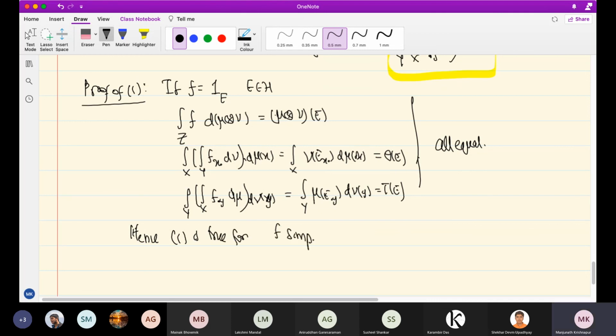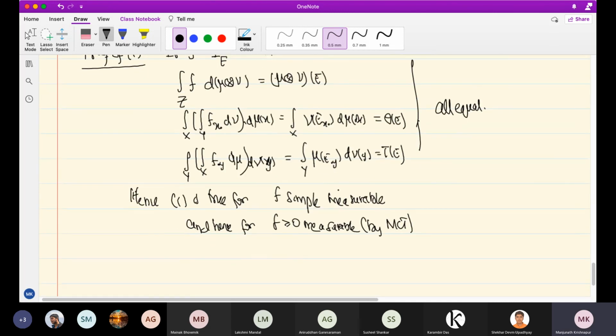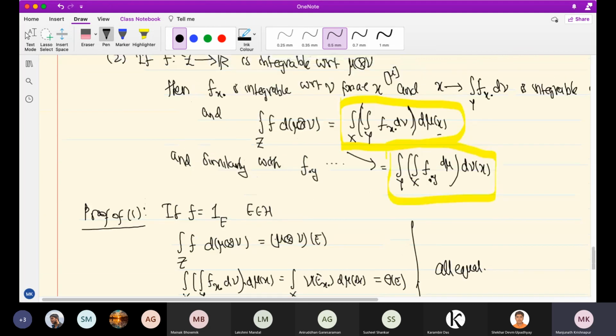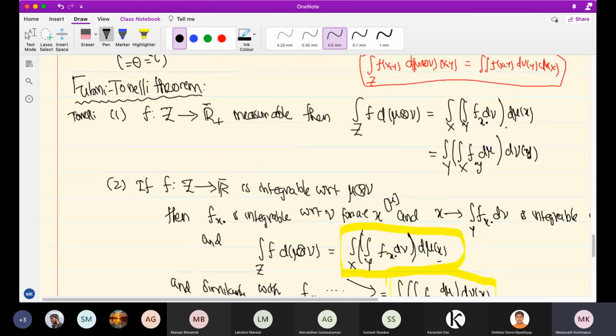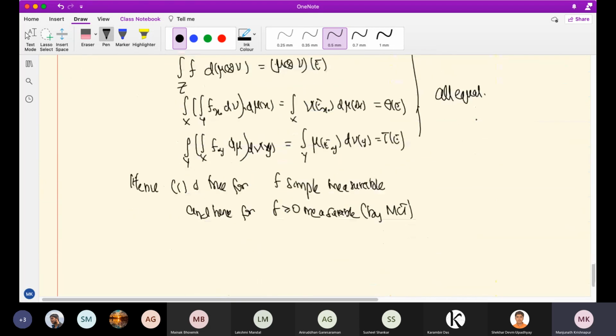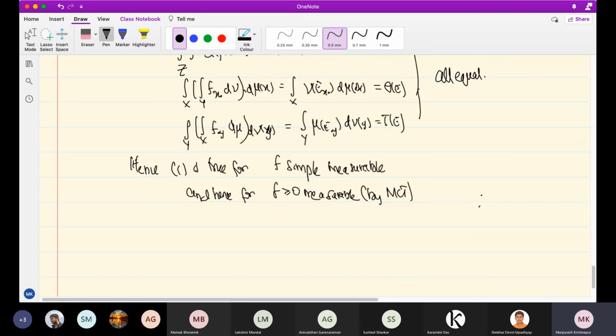For f simple measurable, it holds because that will be a linear combination of such things, and hence for f non-negative measurable. How do you do that? By the monotone convergence theorem. You can always find simple functions increasing to your non-negative measurable function and use the monotone convergence theorem in each of these things. The f n's will increase to f, all the sections will also increase to the corresponding sections of f, and then the integrals will also increase to the corresponding integral. So I will just leave out the details and say that it's done.